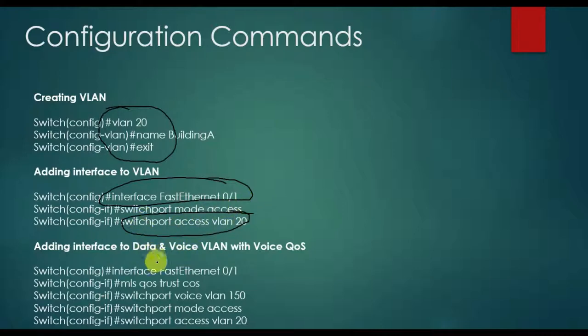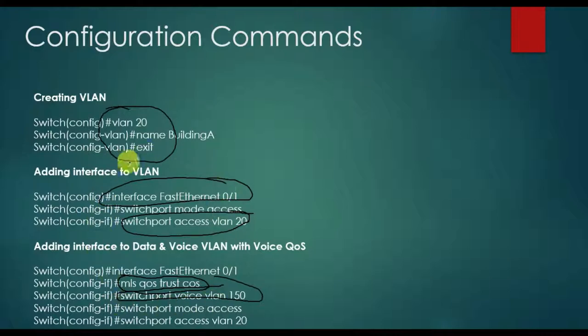And if we want to configure the interface with both data traffic and voice traffic with the voice QoS setting, then after going into the interface, we need to apply this command. This is for the QoS setting. This prioritizes the voice traffic. Then we can configure the voice VLAN: switchport voice vlan 150, switchport mode access, and then switchport access vlan 20. In my upcoming slides, I will discuss more detail about the access port, trunk port, tagging, untagging, and various things.